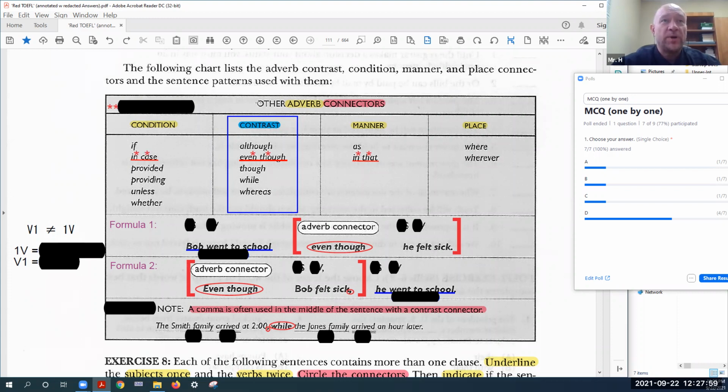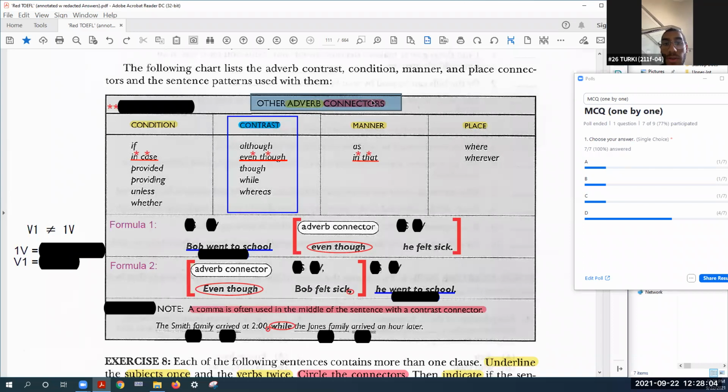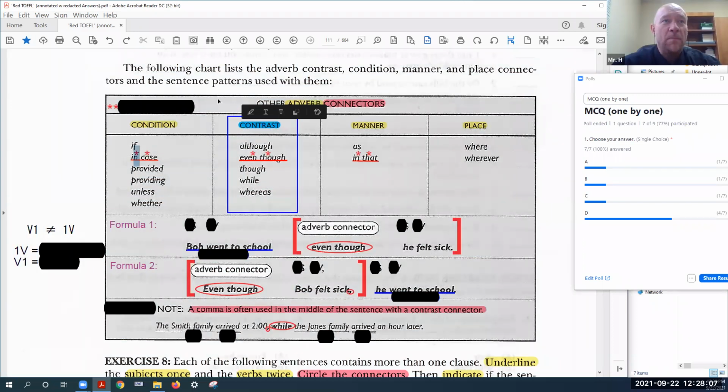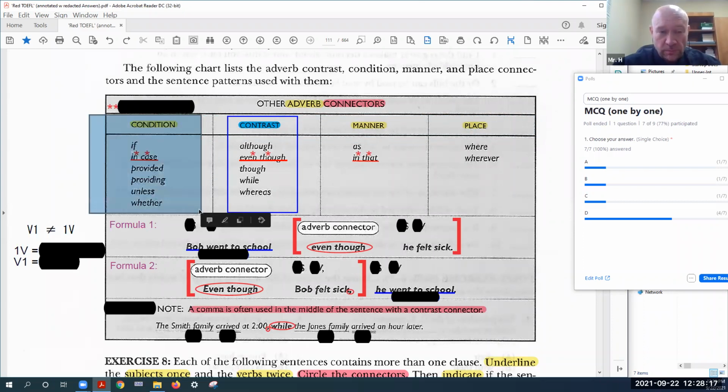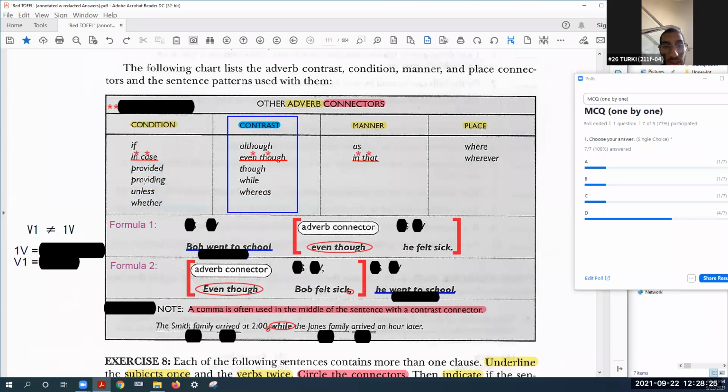What do you see at the top here? Other adverb connectors. Okay, other adverb connectors. Now, how many groups do you see? 4. How many are in the first group? 6. Read them. If, in case, provided, providing, unless, whether. Look at that, gentlemen. Provided, providing. They are both connectors.